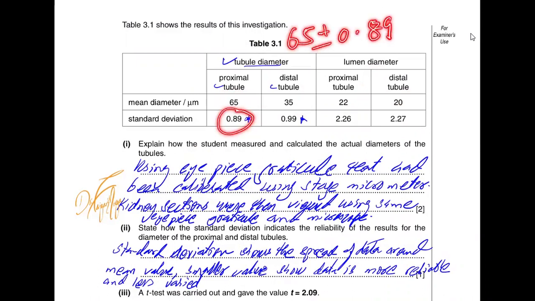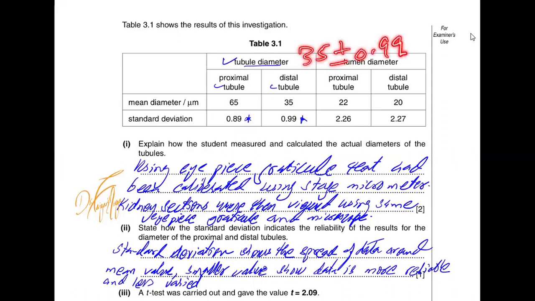Because the standard deviation tells you the spread of data around the mean value. Similarly, for distal tubule, it will be 35 plus minus 0.99. Now, if you compare the lumen diameter, it would be like 22 plus minus 2.26. And similarly, for distal tubule lumen diameter, it would be 20 plus minus 2.27.